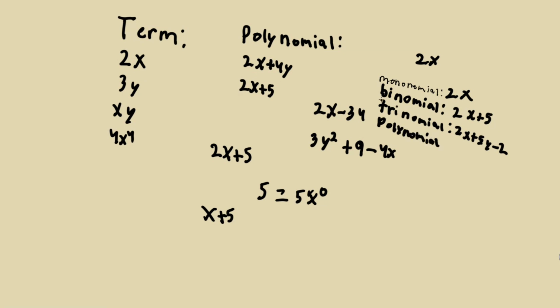Now, be aware that binomial and trinomial are also included in polynomial, because remember, poly means multiple, and these have multiple. This just has one, so this is kind of not included. You can also say this is a term because that's how we defined a term. So these are all polynomials, but we usually just describe a polynomial with 3 or more terms.